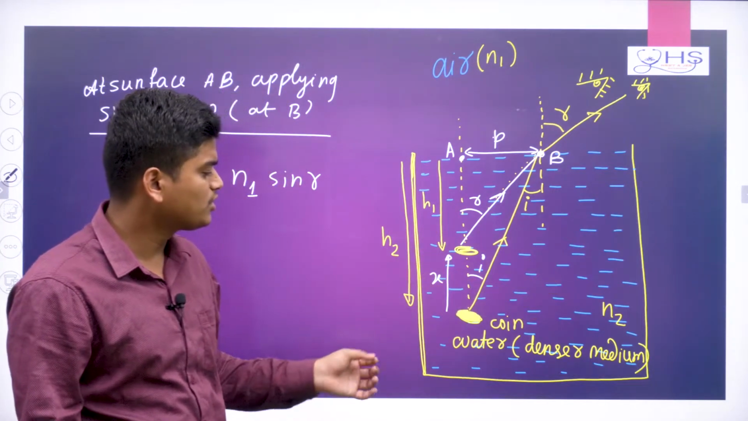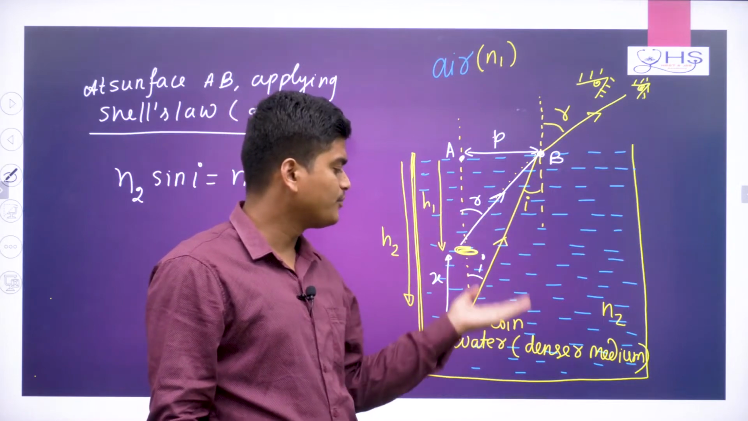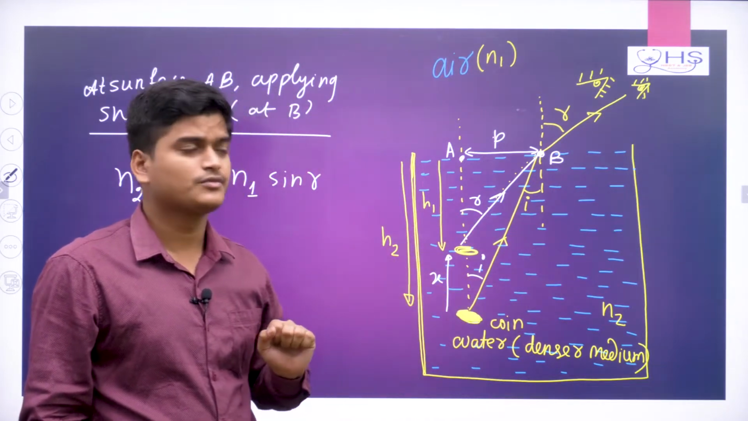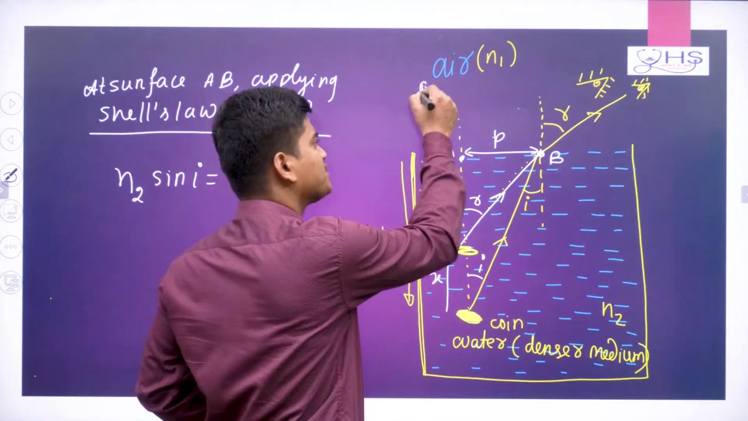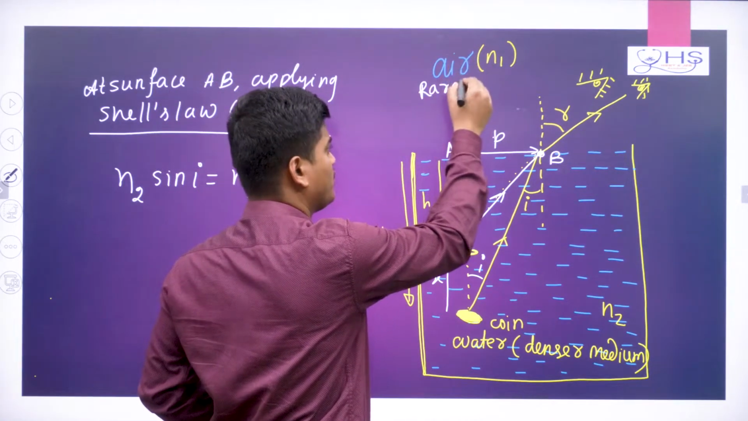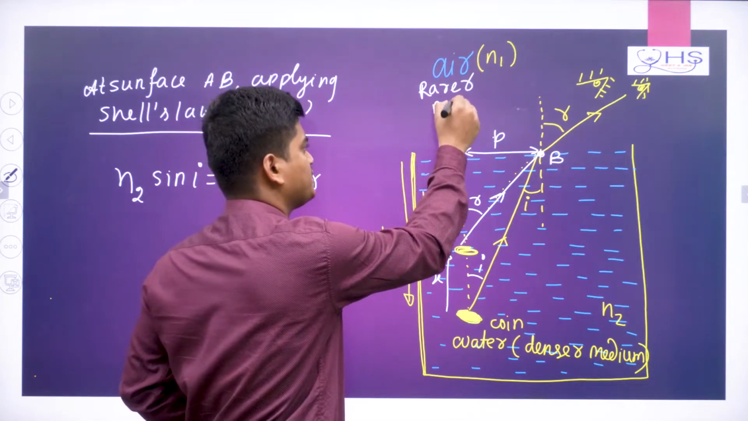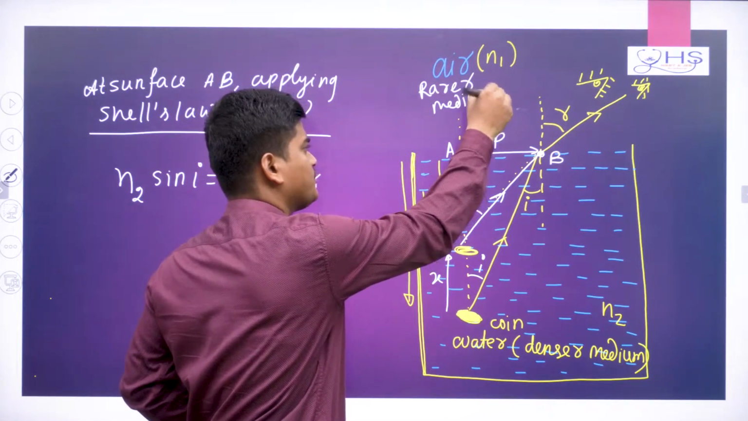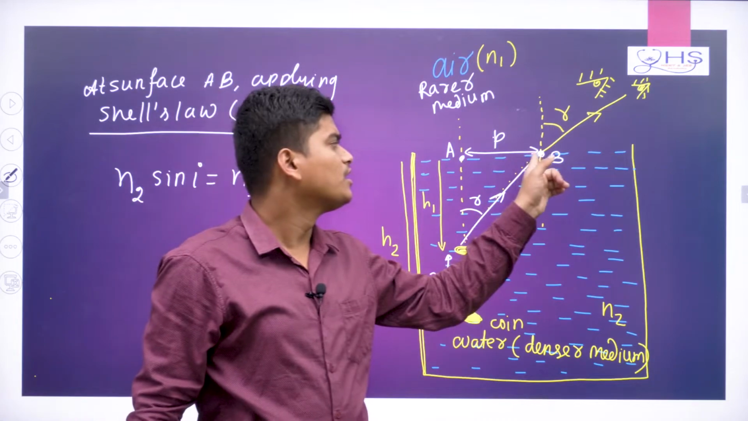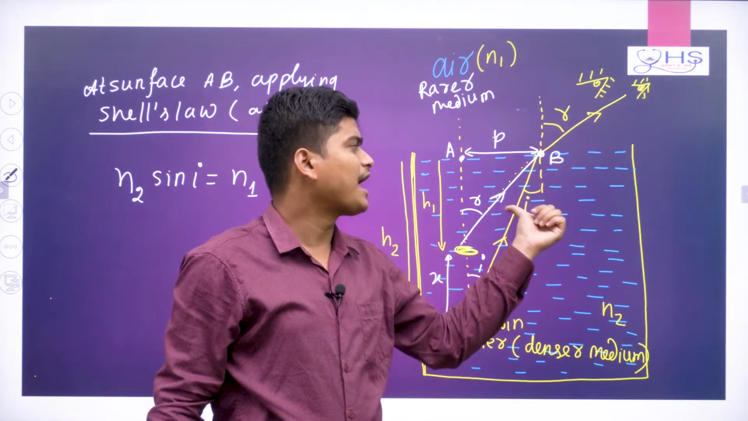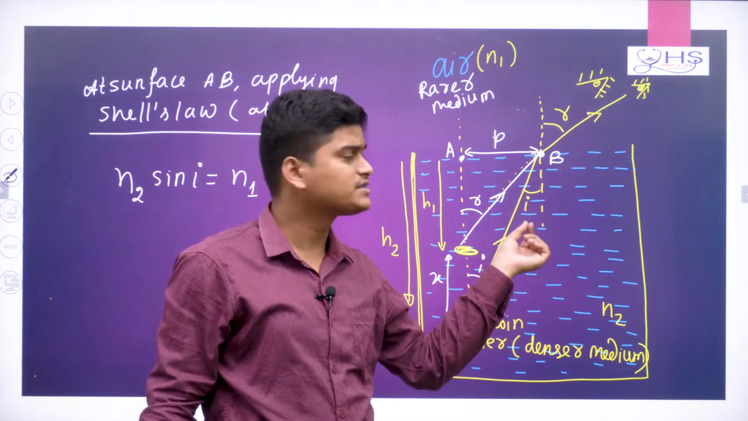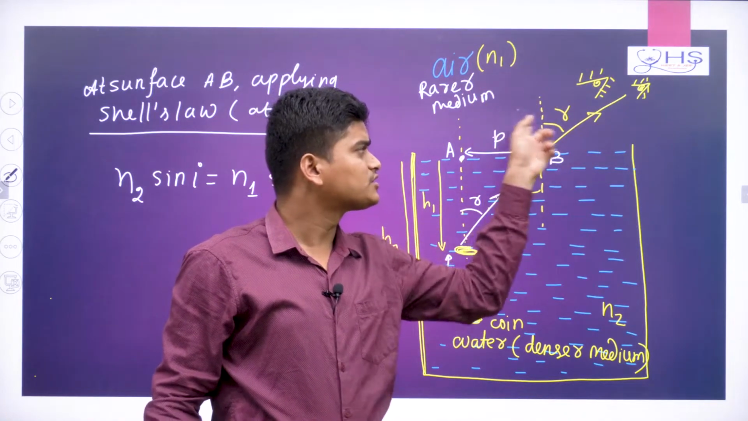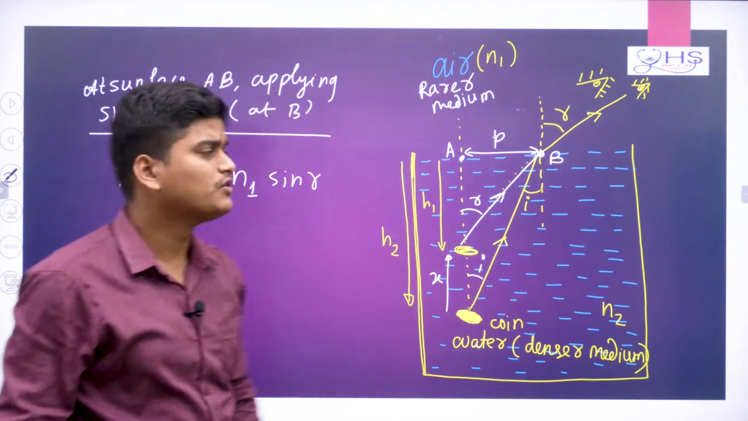N2 is nothing but the refractive index of the water medium, or this is the denser medium, and N1 is the air medium, or the rarer medium. And what does Snell's law tell? If a light ray is bending here, then you can apply Snell's law: refractive index of this medium into sine of angle of incidence is equal to refractive index of this medium into sine of angle of refraction.